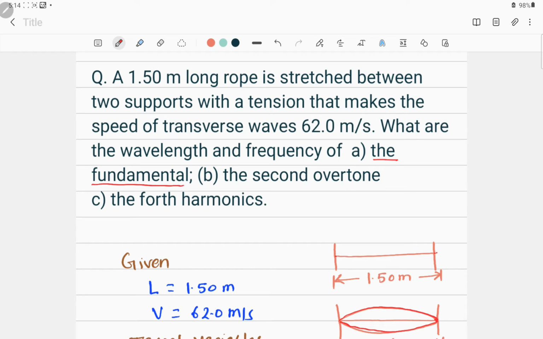So the fundamental frequency and the fundamental wavelength, the second overtone, that means the third harmonic, and the fourth harmonic, this means the third overtone. Okay, so we have given here the length and the speed of the transverse wave in the rope.